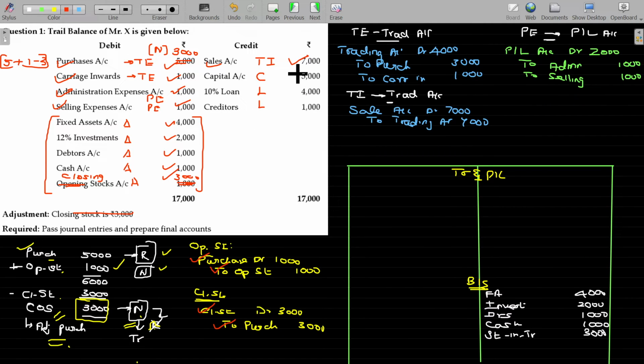And in the liability side we have 3 items. Loan creditors. So loan value being 4000. Creditors being 1000 rupees. Capital being 5000 rupees. Is that okay?